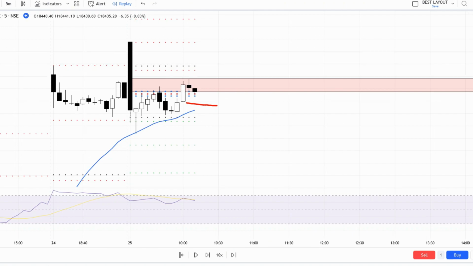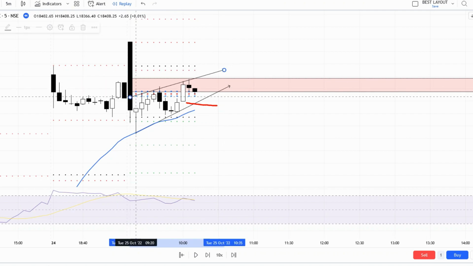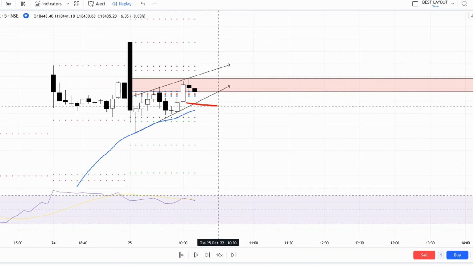And you can also have a trend line here, though this is not a valid trend line. For convenience sake, we can take this as a channel pattern. We can consider this as a channel pattern or the bearish flag, whatever you call it, and let this break, we'll see.